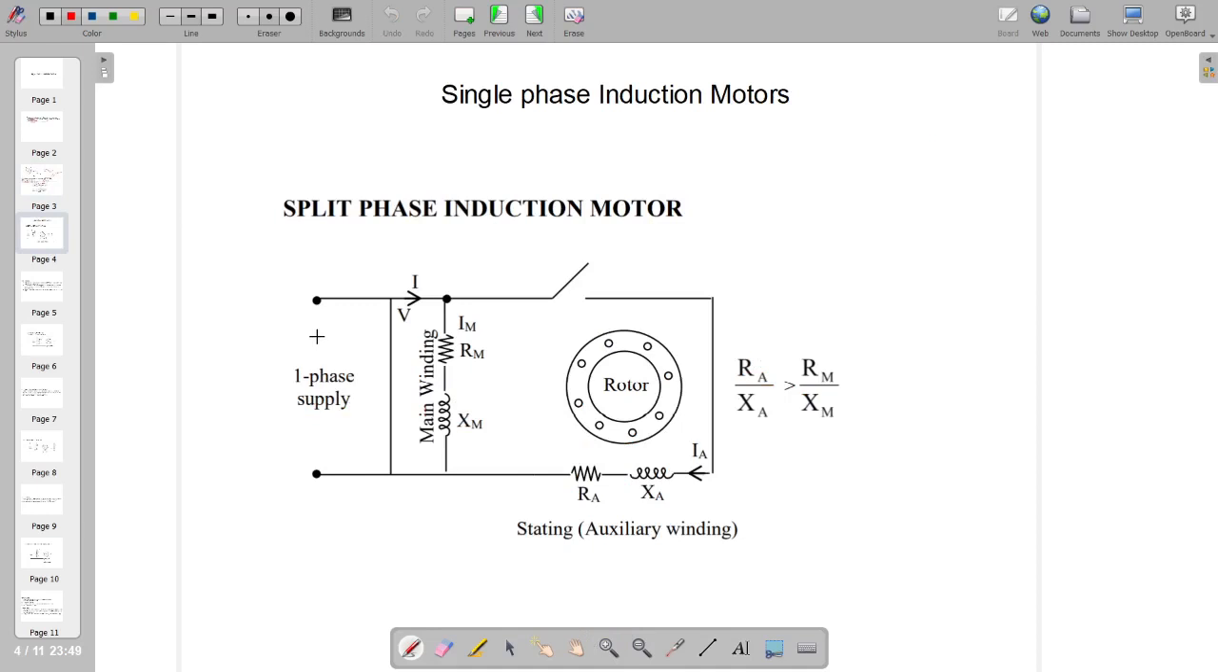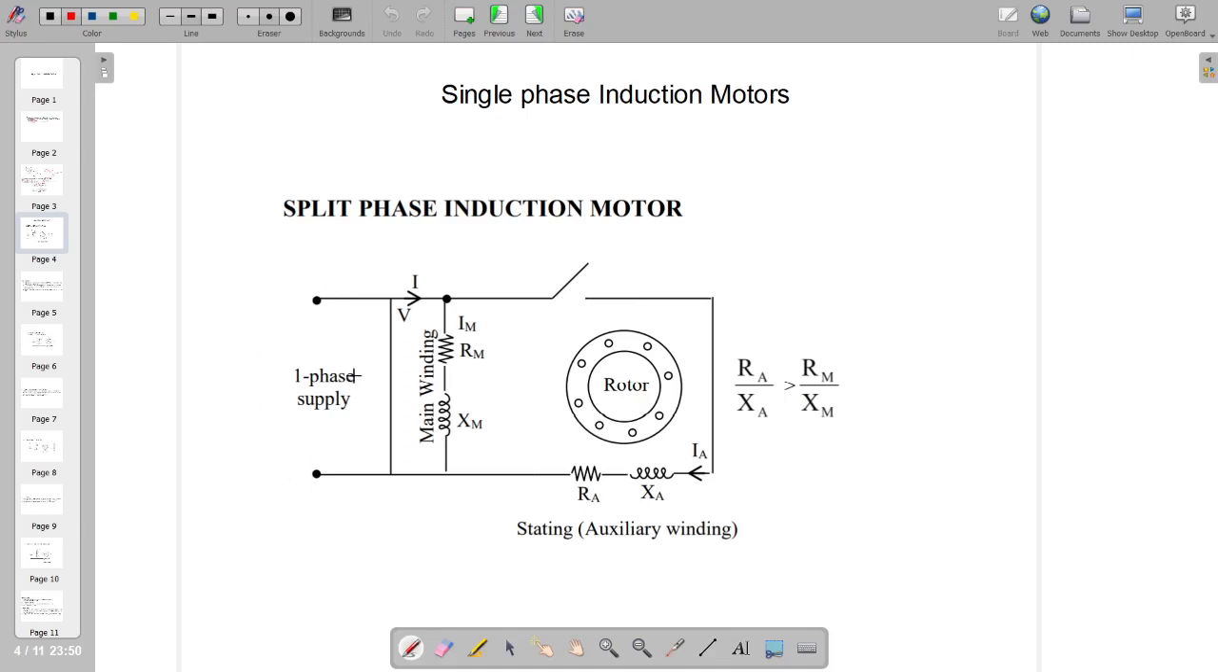So now we are going to discuss in detail the split phase induction motor as well as the remaining classified motors. The split phase induction motor has a main field winding. This is the auxiliary winding. It is placed in the starting of the machine. So this is the switch.